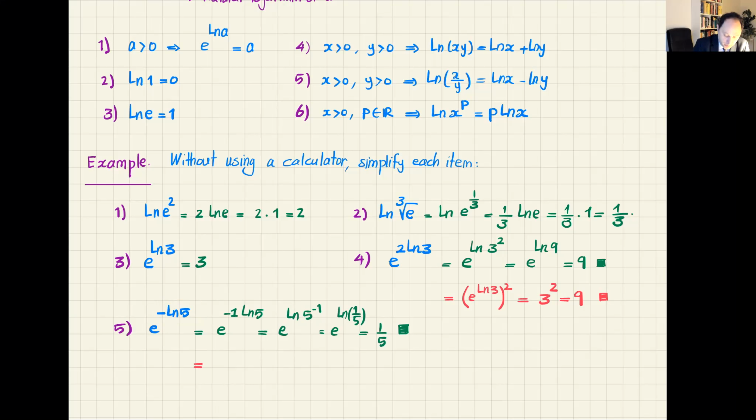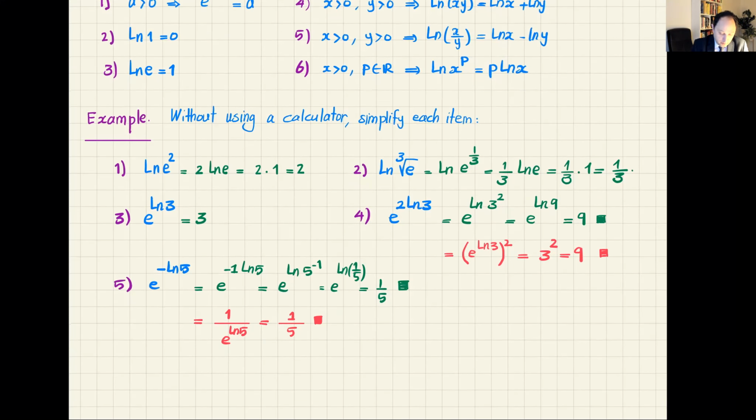What I can do, I can write 1 over, and then I can write e to power positive ln of 5. But now the numerator is just 1. The denominator is also simple. I can use this formula. So the answer immediately becomes 1 over 5, and then I am done. So it's up to you which one you want to use. Both of them give the correct answer, actually.